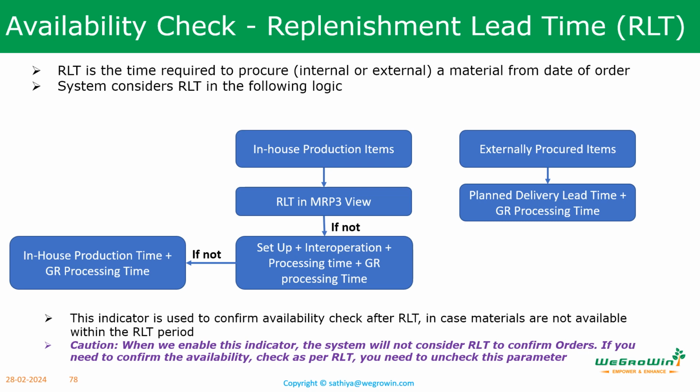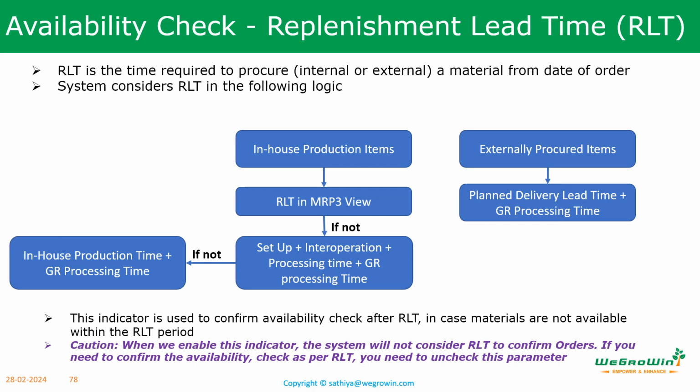How is it determined? The replenishment lead time for in-house production will be considered in such a way that first the system will consider the replenishment lead time defined in the MRP3 view. If there is no data there, then the system will check the setup and inter-operation time, processing time, and GR processing time. These are defined in the work scheduling view and the MRP2 view. And if the details are not there in the work scheduling view, the system will check the details in the MRP2 view, right? Those things will be considered. These are for in-house production times.